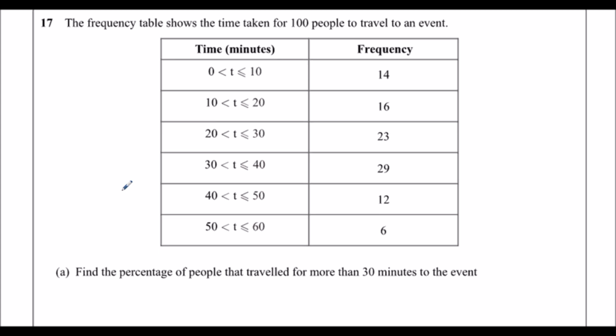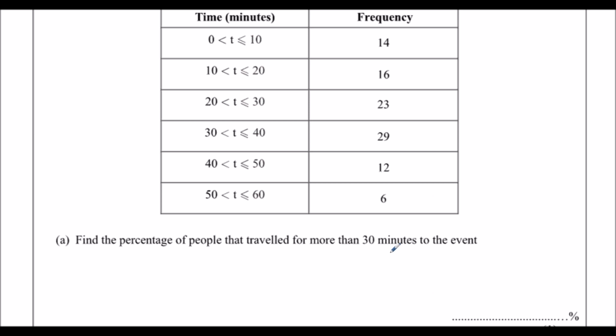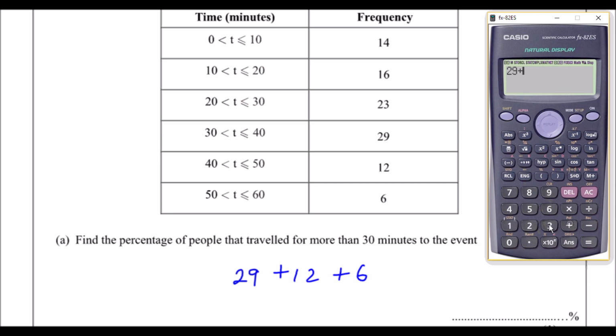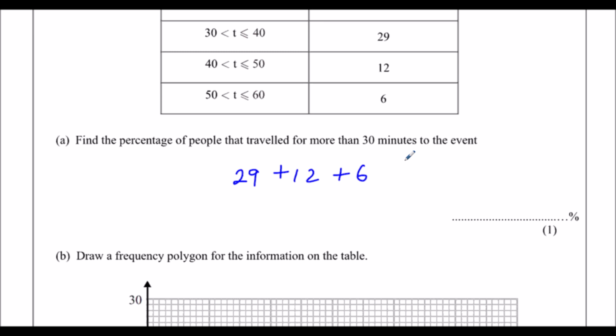Question 17. The frequency table shows the time taken for 100 people to travel to an event. Find the percentage of people that travelled for more than 30 minutes. So how many travelled for 30 minutes or more? So 29, 12, and 6. And we just need to add them up. Which is 47. And it's already out of 100. So it's 47 out of 100, which is 47%.